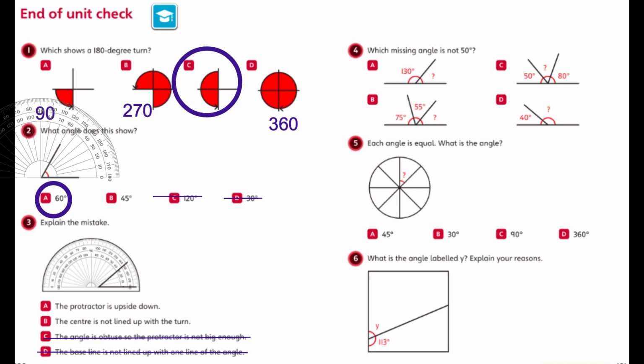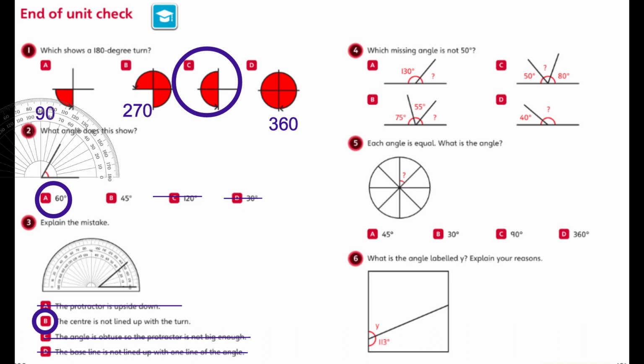Alright, so that leaves us with A or B. Which of those is the mistake? The answer is B. The center is not lined up with the turn. When we look closely, we can see that the point of the angle is not lined up with the center of the protractor. Now let's move on to number 4 on the next page.